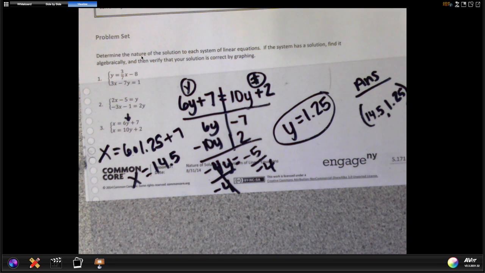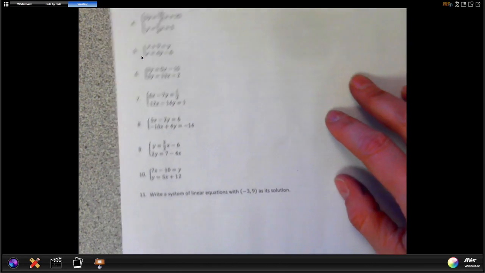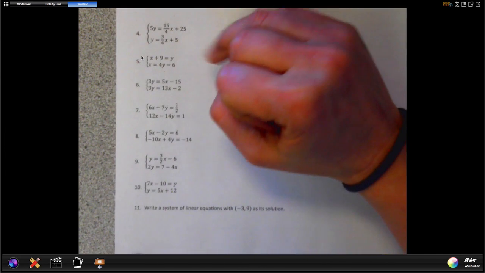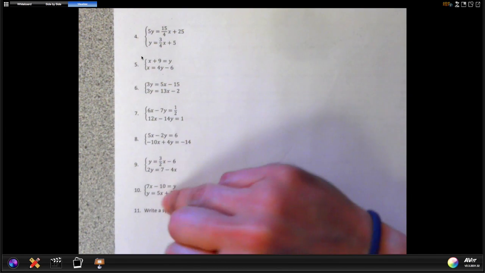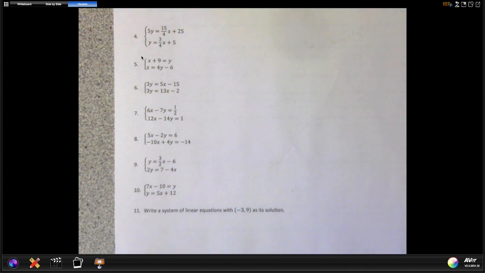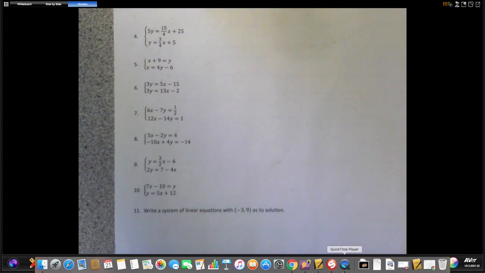Okay, the rest of the assignment is on the back side of the sheet on page 172. And for today, I'm only giving number 4, 5, 9, and 10. So you can cross out 6, 7, 8, and 11. So the assignment is to do 4, 5, 9, and 10, and then I will take that for a grade. Again, if you have questions, please see me at lunch or homework help or before school.